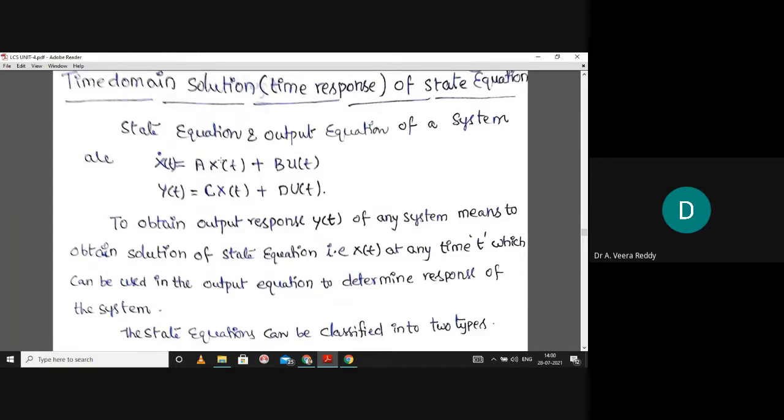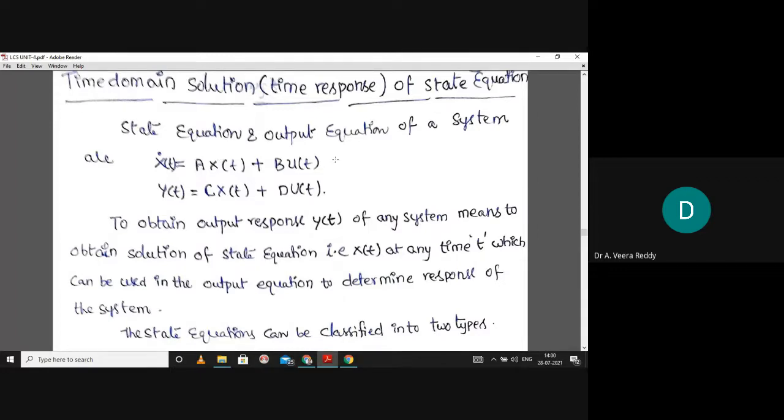So to obtain the output response y of t of any system, first you have to get the solution of the state equation x of t at any time. Then that can be used for getting the solution of the output equation. That means you can substitute that x of t in the output equation. Then you will get the overall response of the system.